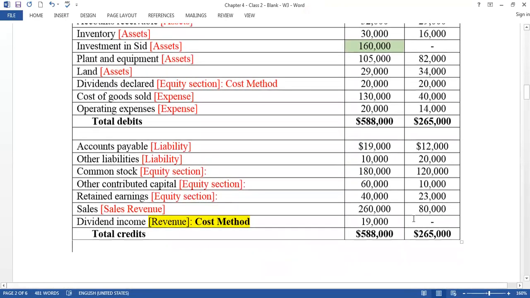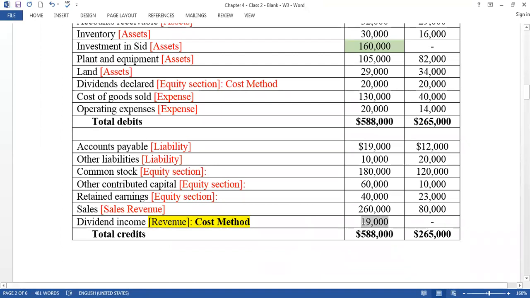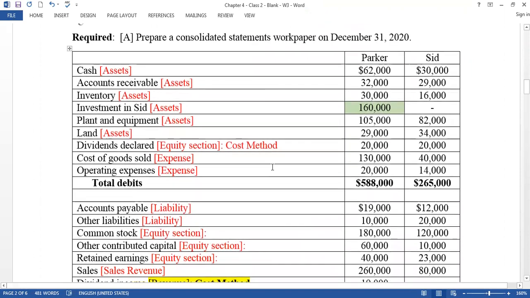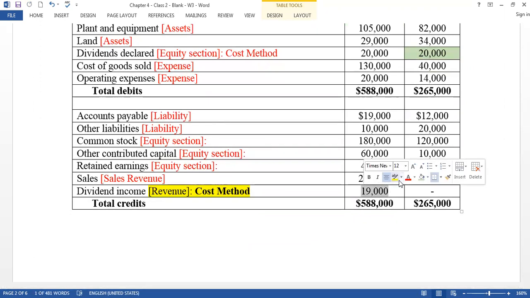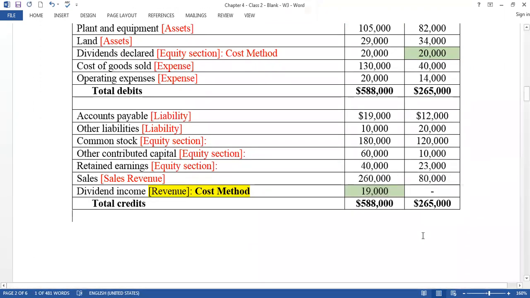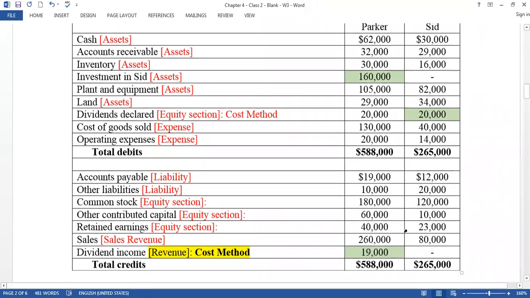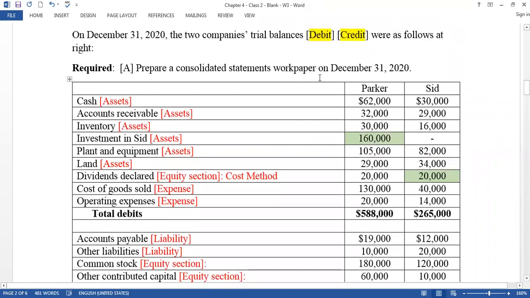So look here. The parent company received $19,000, because how much dividend was declared by the subsidiary company? $20,000. Look here, $20,000 dividend declared by the subsidiary, right? And what is your portion? Your portion is 95%, and 95% is your revenue. So it is given in the question. You don't need to calculate here. So the question gives you a trial balance.